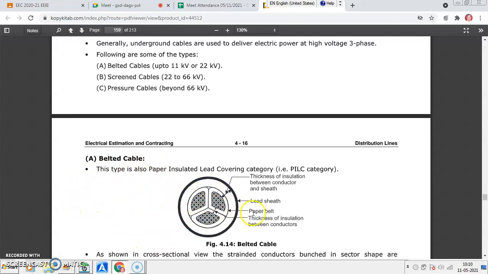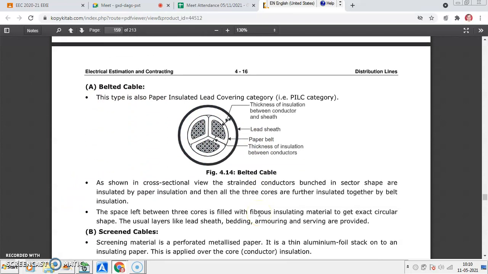This is a belted cable, in which you have the 3 core cable. These are the 3 cores. You have insulation provided in between the conductors. Are you able to see this clearly? This is the insulation provided, especially a paper belt or paper insulation in between. Why is it provided? Because it has good dielectric strength compared to rubber, and it is expected that there must be a sufficient thickness of insulation.